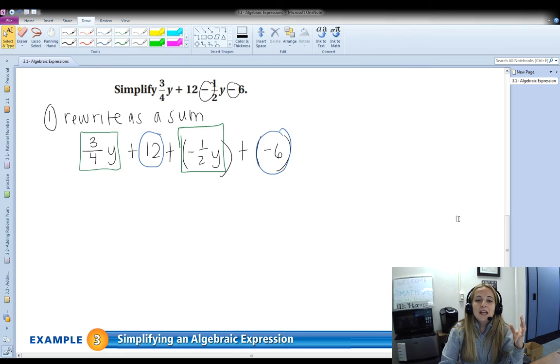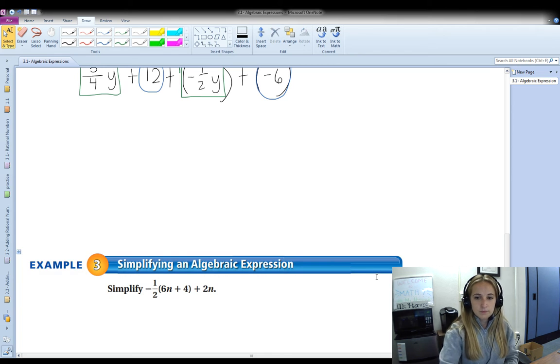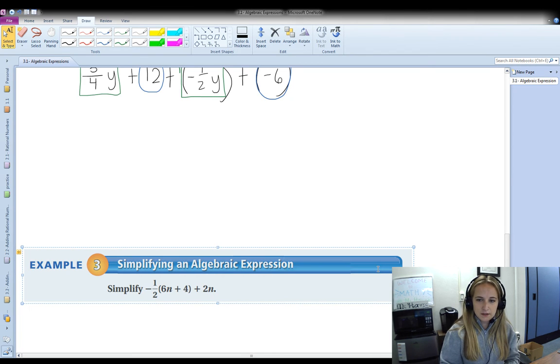And the reason that I want to make it very clear what my like terms are is because I want to keep them organized. I can only add and subtract like terms. You cannot combine things that are not like terms. So that's why it's so crucial to identify those and know what they are. Okay, one sec. I'm just going to delete this real quick.